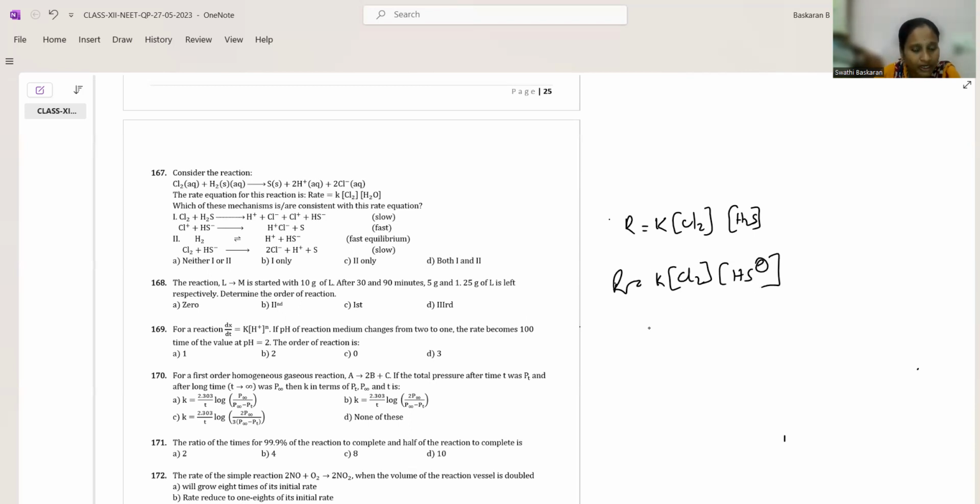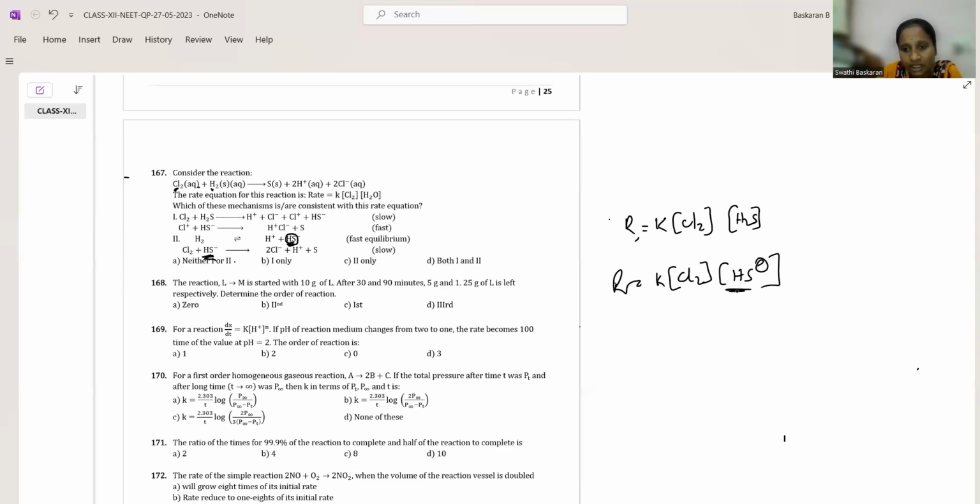Now have a look at the overall reaction. Here is the overall reaction. Can you see HS minus anywhere? This is Cl2 and this is H2S, and there is no HS minus in the reactants. Just look into the mechanism here. HS minus is formed in the fast equilibrium step. As soon as this HS minus is formed, it is consumed in the second step. So the intermediates will not take part in the rate law, that is the rate equation. Hence this cannot be there.